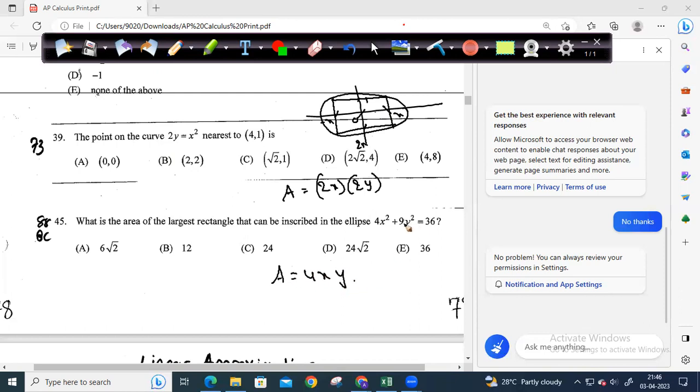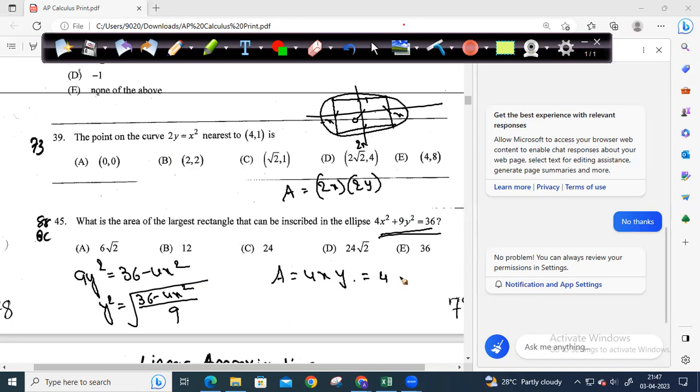Now I need to convert this into one variable. For that, they gave me one wonderful equation: 9y square is equal to 36 minus 4x square. Simple logic. Convert into one variable. Y square is equal to 36 minus 4x square by 9. Y is equal to under root of that. So you'll get it as 4x into root of 36 minus 4x square by 3. This is your function, f of x.